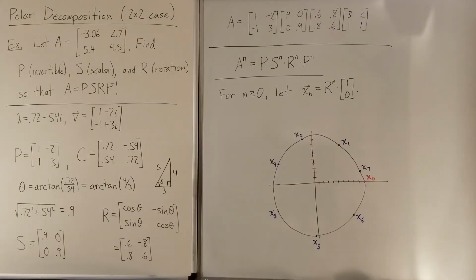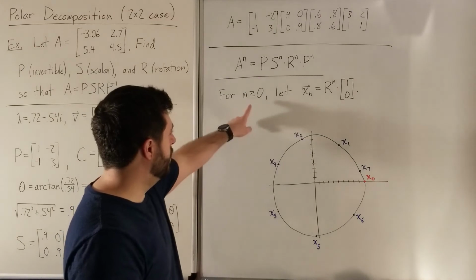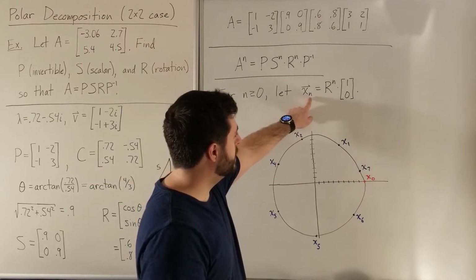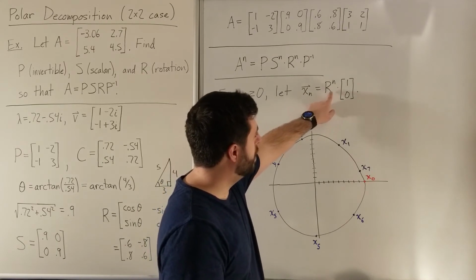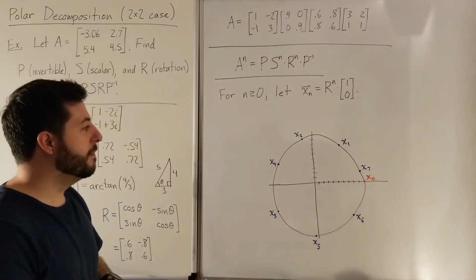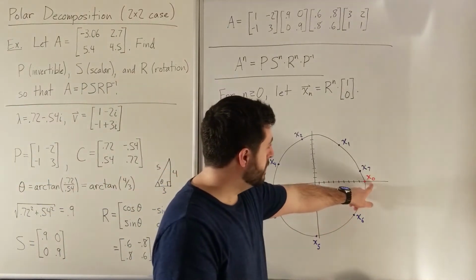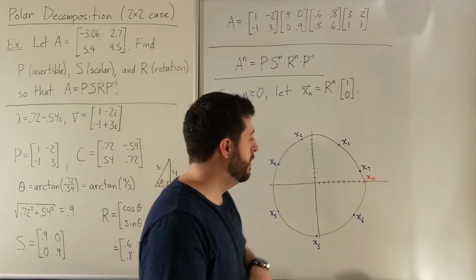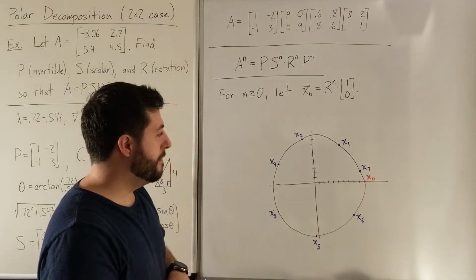Let's take a closer look at what R to the n is doing to points on a plane. To illustrate this, for n bigger than or equal to 0, I'm going to define the vector x sub n to be R raised to the power n times this starting vector (1, 0). So here's my starting vector. It's R to the 0 times this, in other words, just this vector itself, (1, 0). That's my x naught.